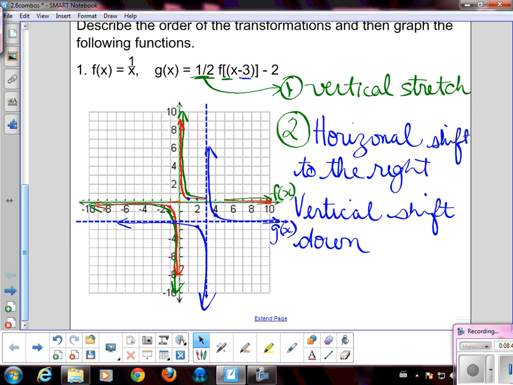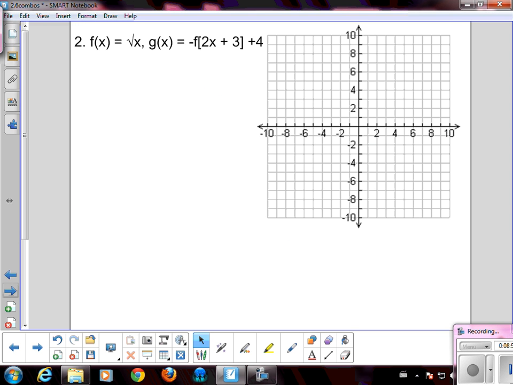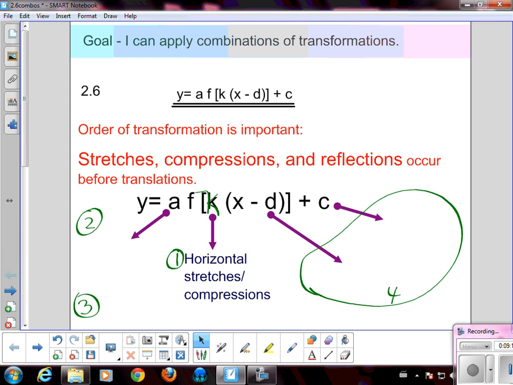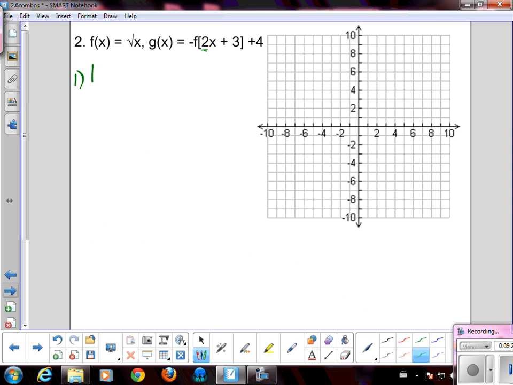Okay, so let's do one more question. I think we can get it in our time. All right. Our f of x this time is the square root of x, and our g of x, you can see there's a few things going on here. Okay, so what would I have to do first? Well, according to what I said before, we would have to do this first, which is our horizontal stretch or compression. So in other words, we're changing our x values here.